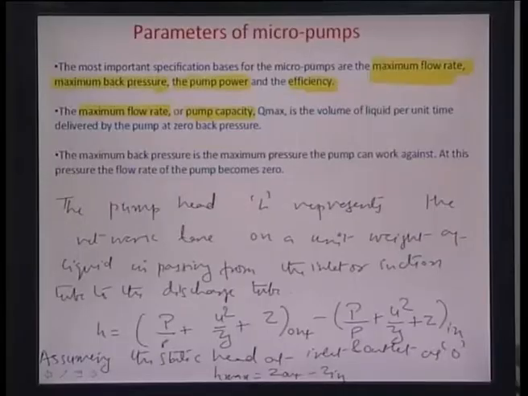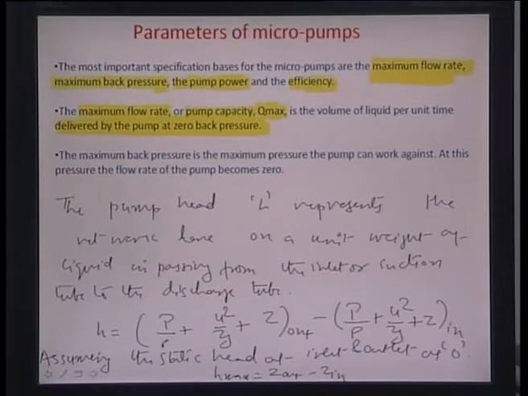Some other parameters for pumps are the maximum flow rate that the pump can accommodate, which is also known as pump capacity. So it is essentially the maximum discharge volume Qmax, in terms of centimeter cube per minute, delivered per unit time by the pump, assuming that there is zero back pressure. So if you are just letting the fluid go into open atmosphere, then whatever flow rate can be generated is really the maximum flow rate that the pump can generate.